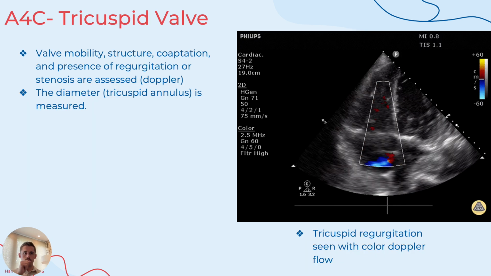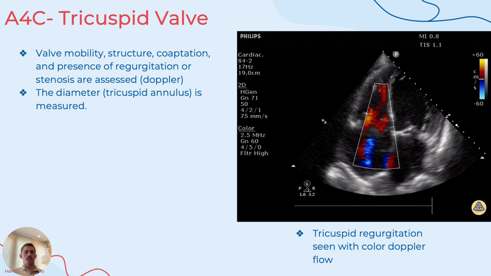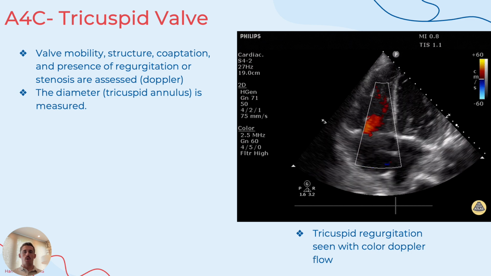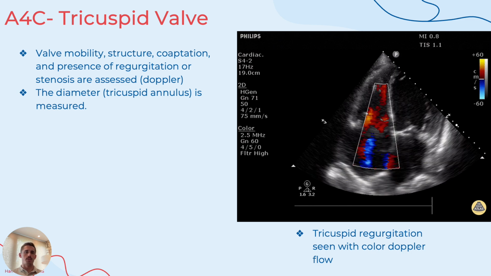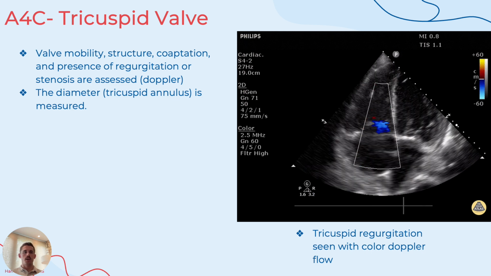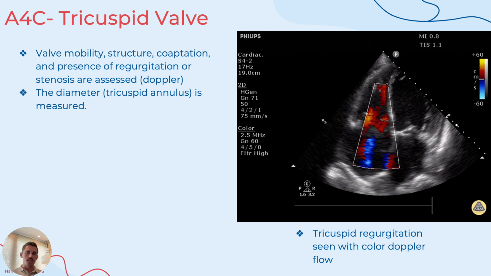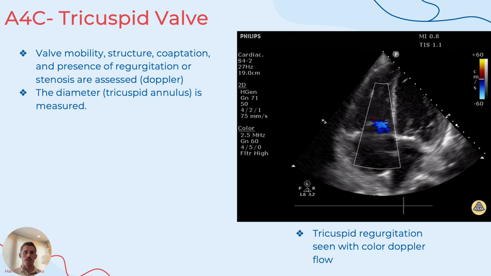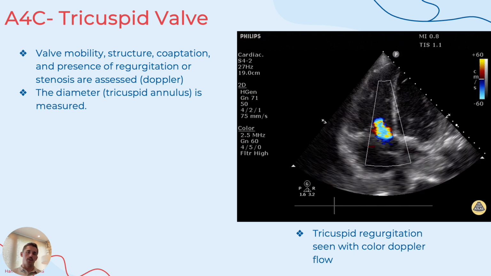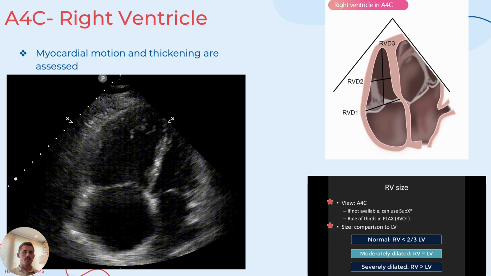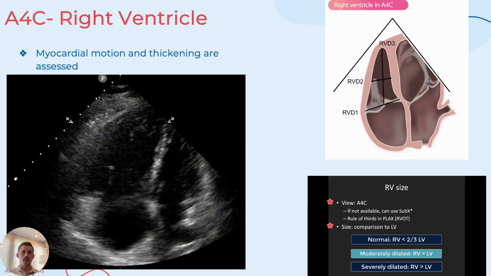So moving on to our tricuspid valve in the apical four-chamber view, we're assessing again for mobility, structure, how well the valve is coming together, coaptation, and we can put color Doppler over it to see presence of regurgitation or stenosis, and then we can measure the tricuspid annulus. Here you can see severe aortic regurg with color Doppler, so you're getting that mixing of color as you're going into systole there. Moving to the right ventricle, we're assessing for myocardial motion and thickening.